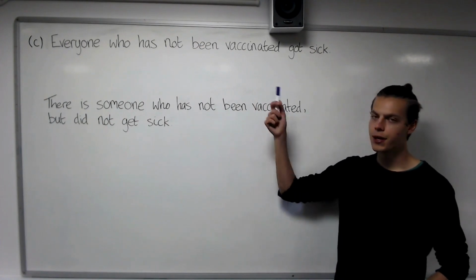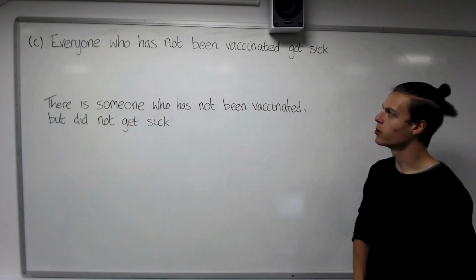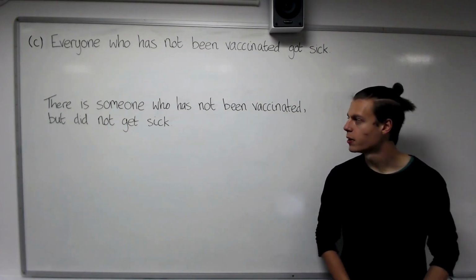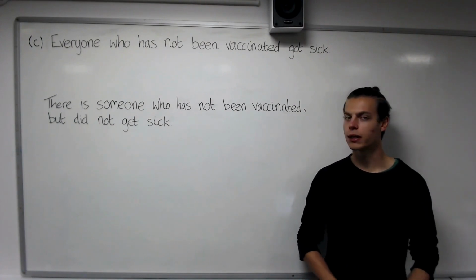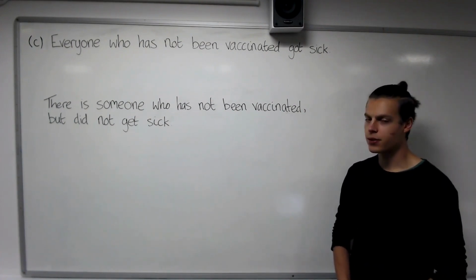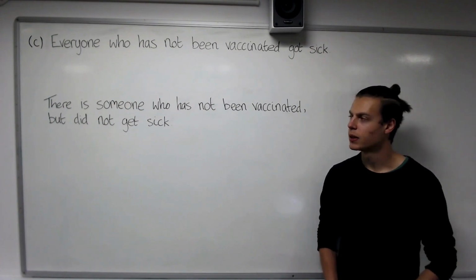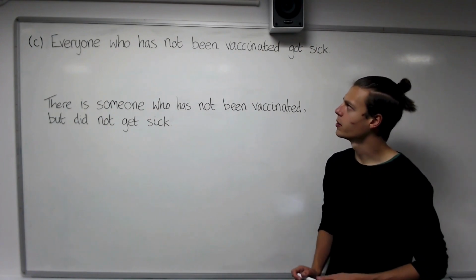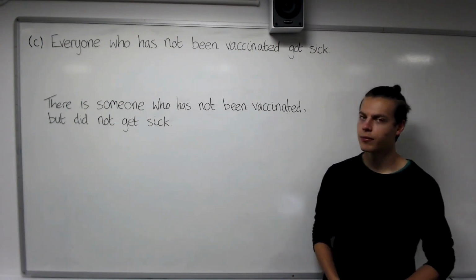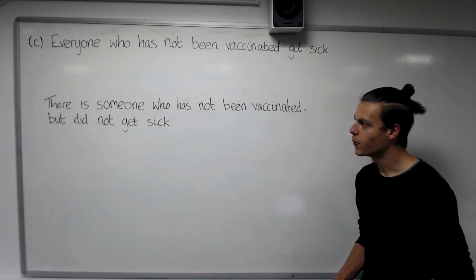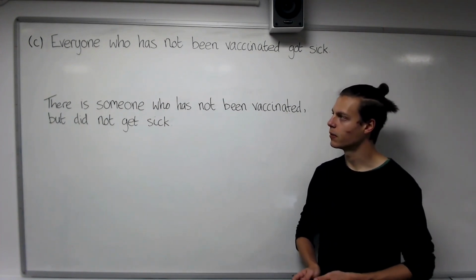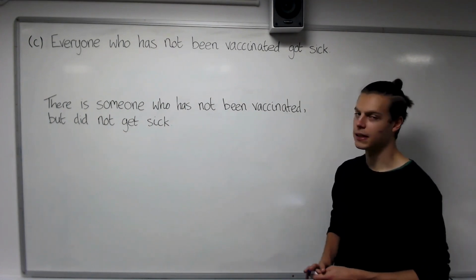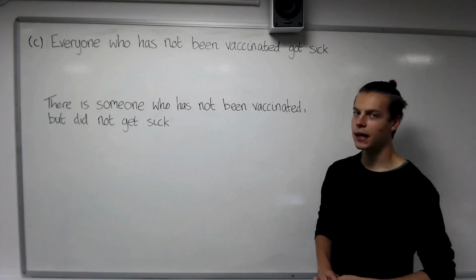Here we have our third and final statement. Everyone who has not been vaccinated got sick. And its negation, there is someone who has not been vaccinated but did not get sick. So let's translate these two statements into predicate logic. First, everyone who has not been vaccinated got sick. So for any X, if X was not vaccinated, then X got sick.